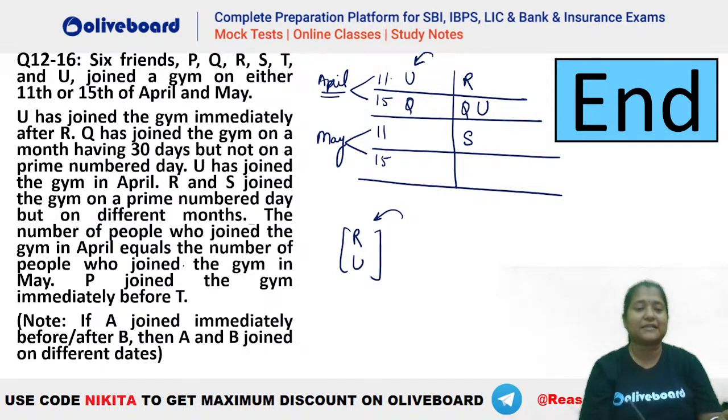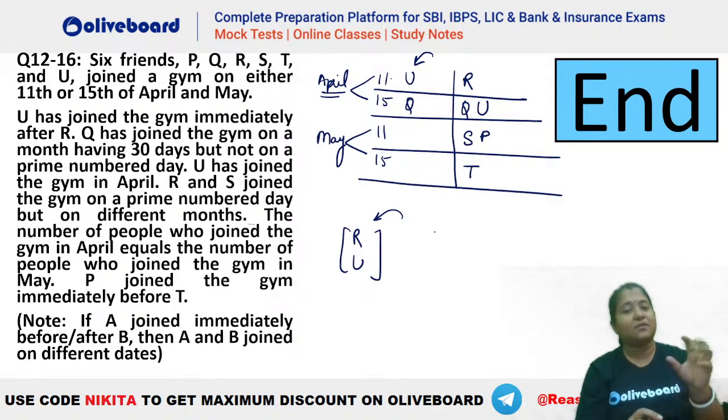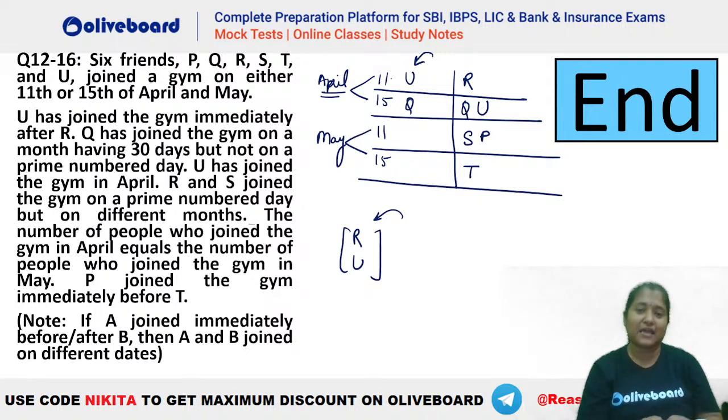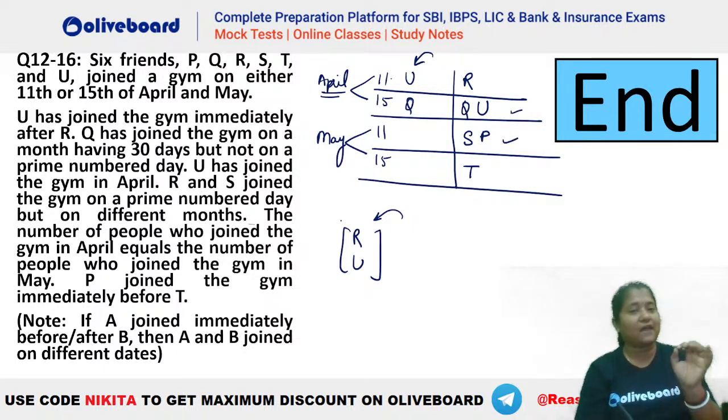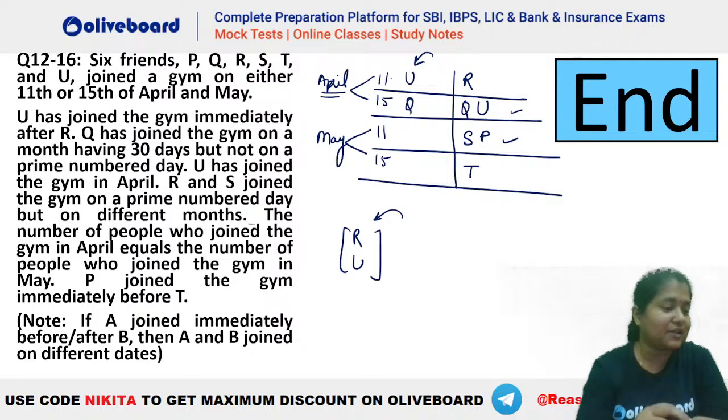After that, let's see what is given. P joined the gym immediately before T. So P has to be immediately before T. The only possibility will be here. This is your P immediately before T, because we should have 3 persons in May as well. So this will be the arrangement. So you can see on April 15th and May 11th, we are having 2 people joining, and they are Q, U and S, P.